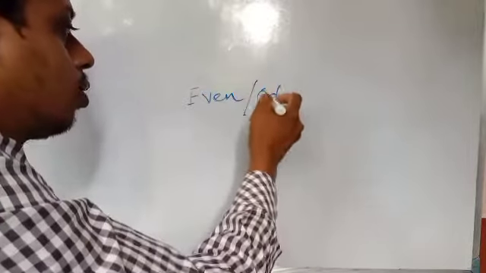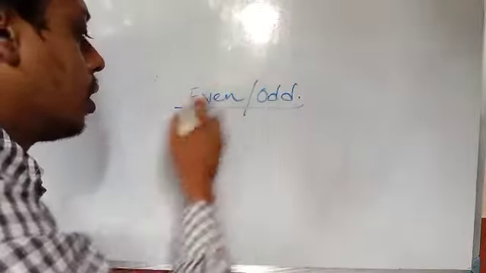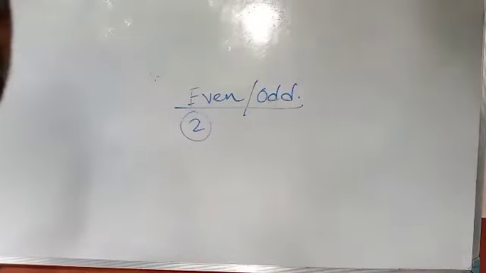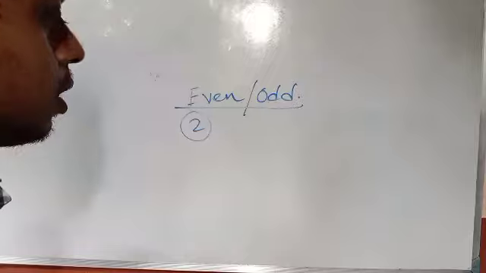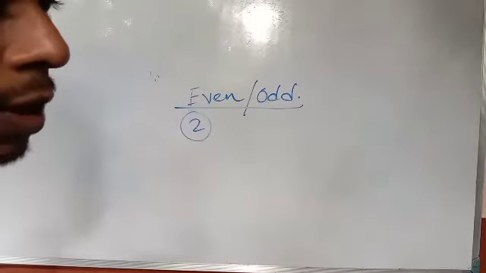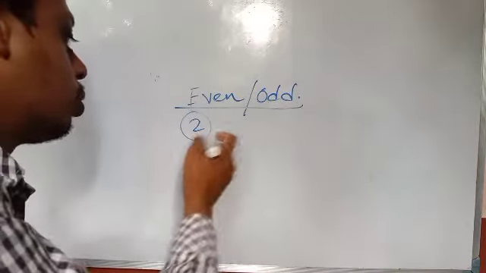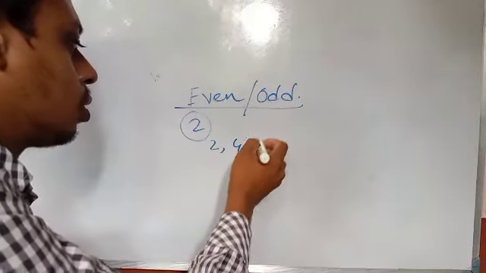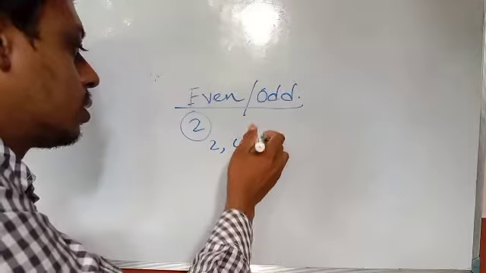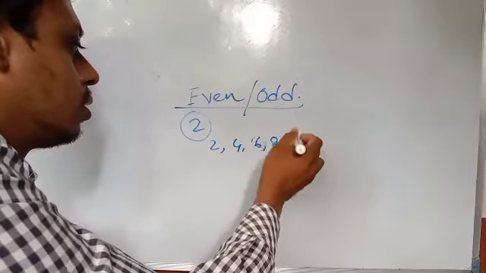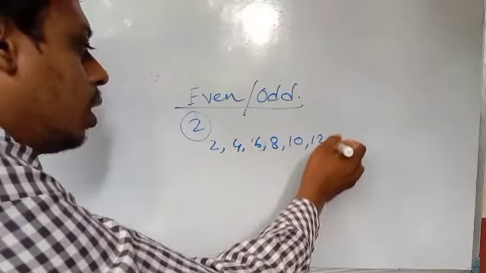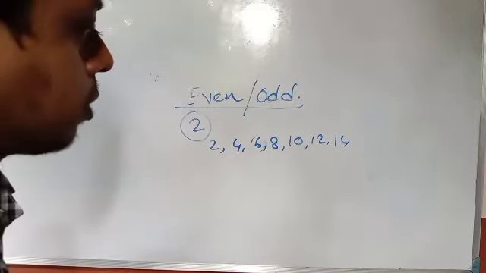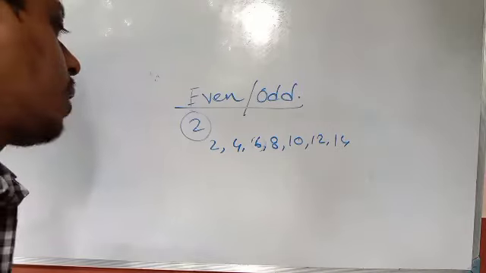Even and odd numbers: the numbers which you can divide by 2, the numbers which are divisible by 2, are even. The numbers which are not divisible by 2 are odd. So which numbers are divisible by 2? 2, 4, 6, 8, 10, 12, 14. This way, if you increase by 2, all the numbers are divisible by 2. So what will you find?